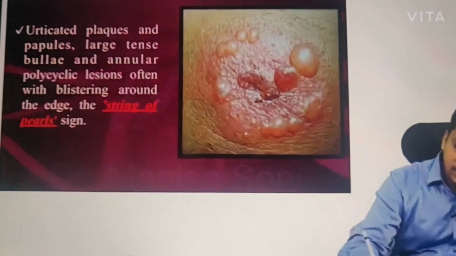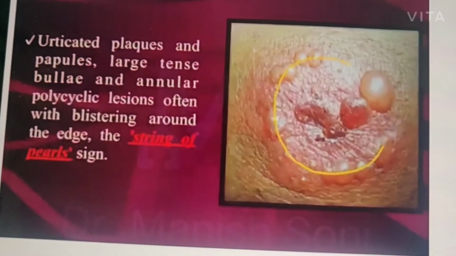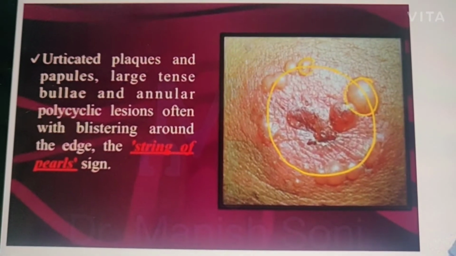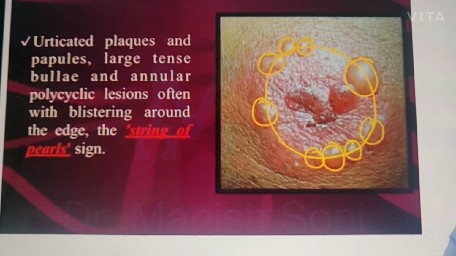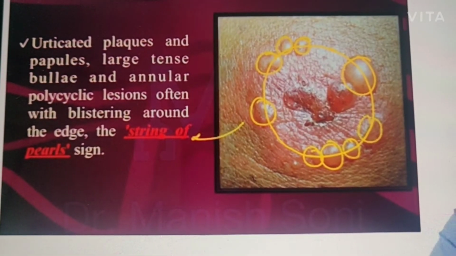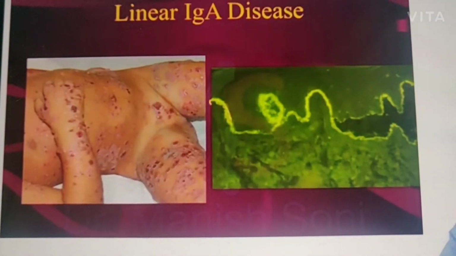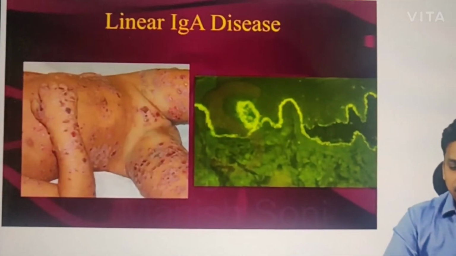Third, see, this is the string of pearl appearance. This is the erythematous plaque, and these are the fluid filled lesions. Since these fluid filled lesions are present around this plaque, it gives a string of pearl appearance. Here you can see again linear deposits. Then the fourth condition is, let us see a few more images.